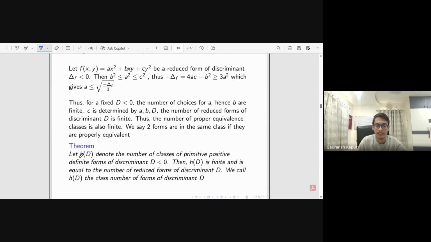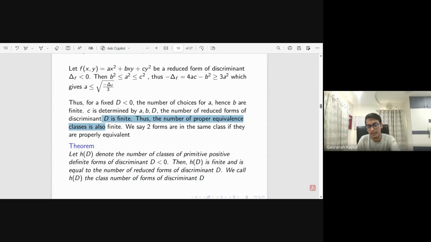So if we let H(D) denote the number of classes of primitive positive definite forms of discriminant D less than 0, then as we have shown above, H(D) is finite, and this is equal to the number of reduced forms of discriminant D. We call H(D) the class number of forms of discriminant D. So this is one definition of the class number by looking at quadratic forms.